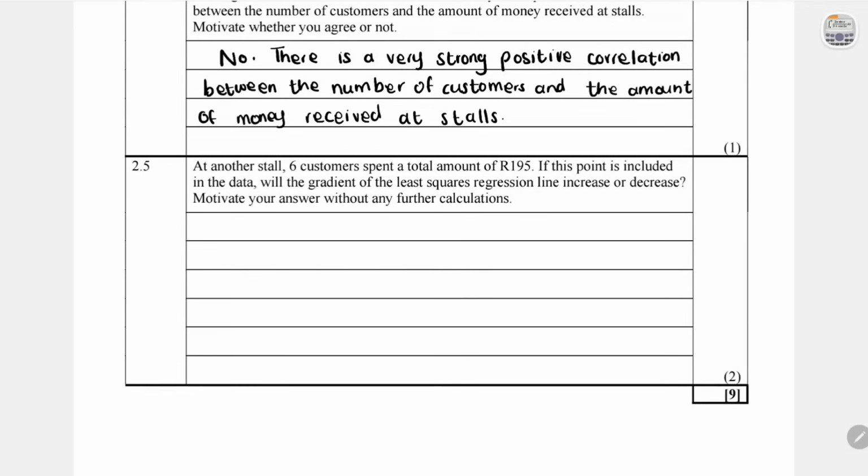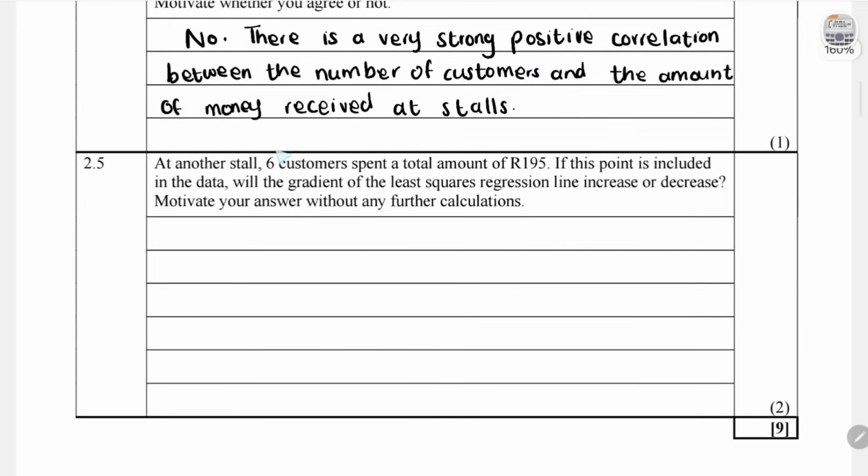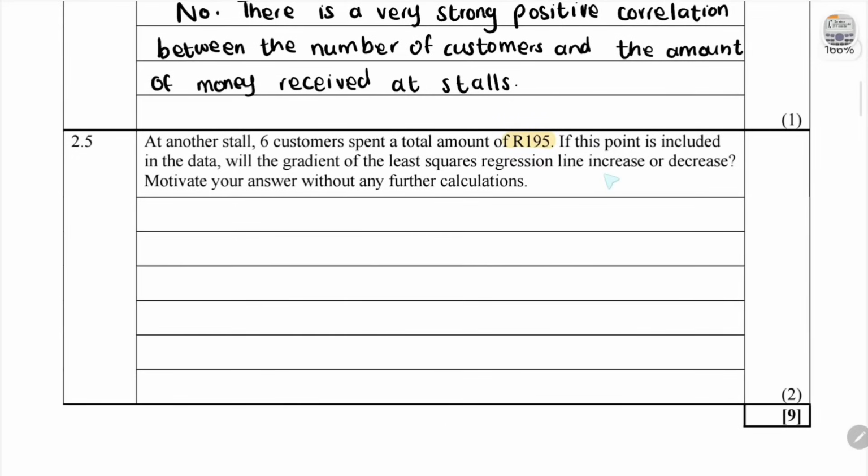Question 2.5 says, at another store, 6 customers spent a total of 195 Rand. If this point is included in the data, will the gradient of the least squares regression line increase or decrease? Motivate your answer without any further calculations. Okay, so we're looking at 6 customers spending this amount.